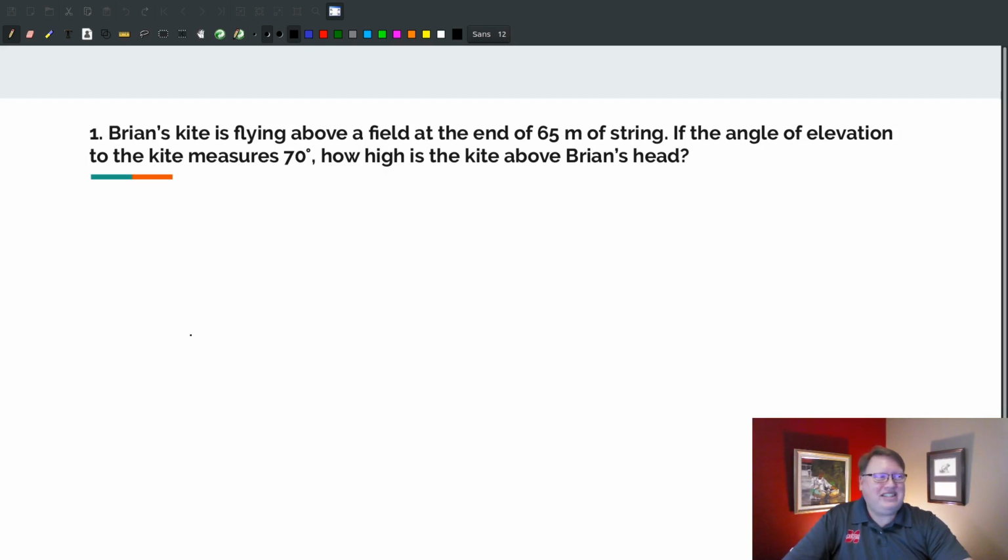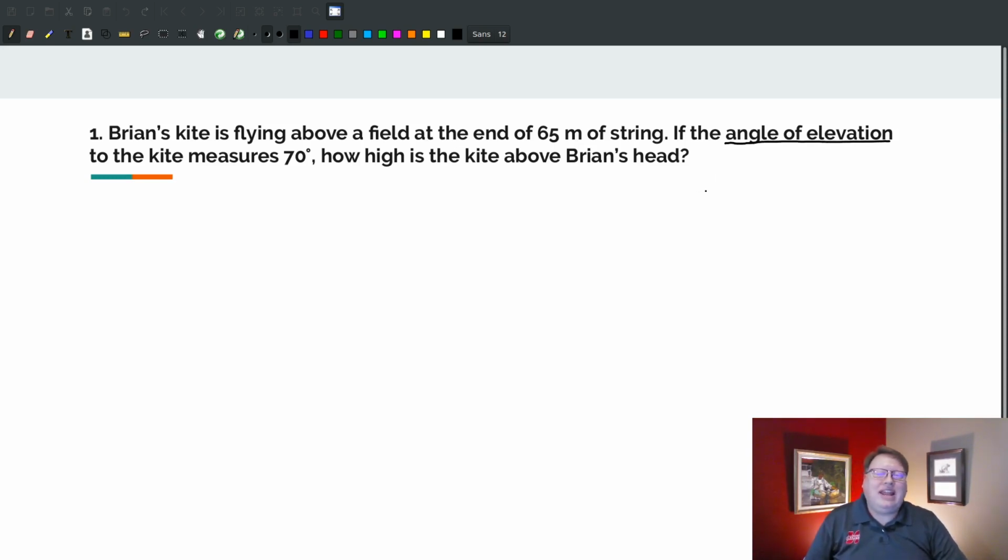It says Brian's kite is flying above a field at the end of 65 meters of string. If the angle of elevation to the kite measures 70 degrees, how high is the kite above Brian's head? As we start this problem, first I want you to look at what type of problem we're dealing with, and that is angle of elevation.